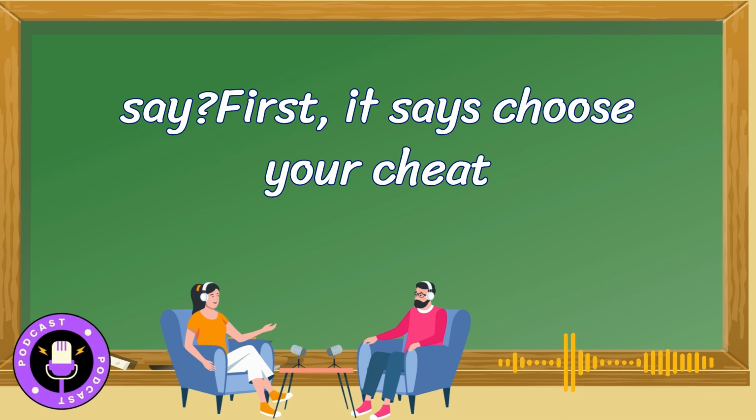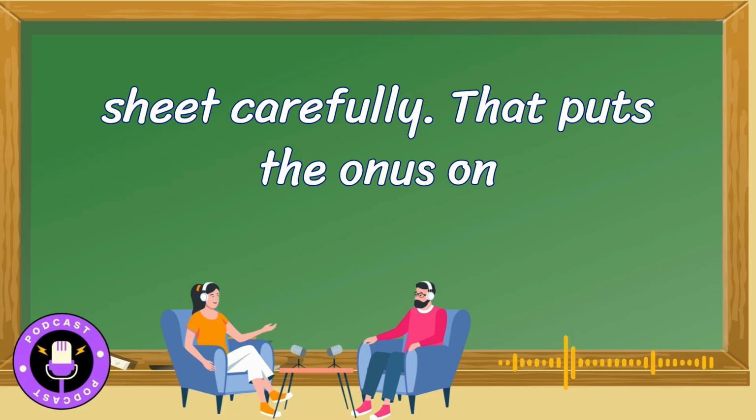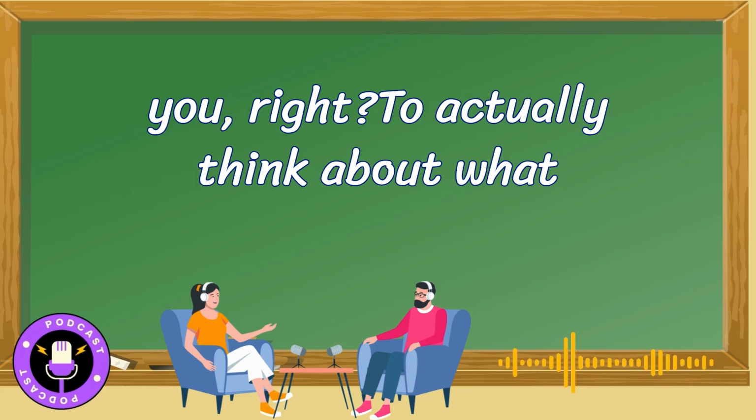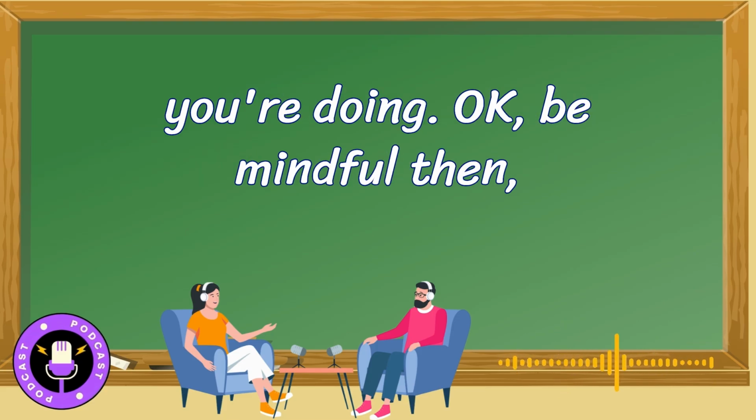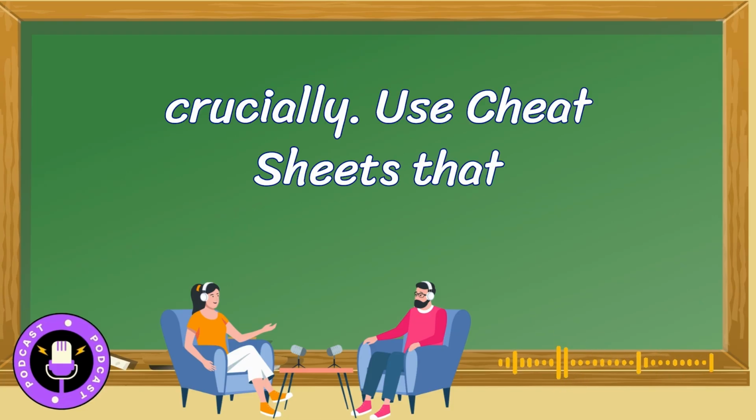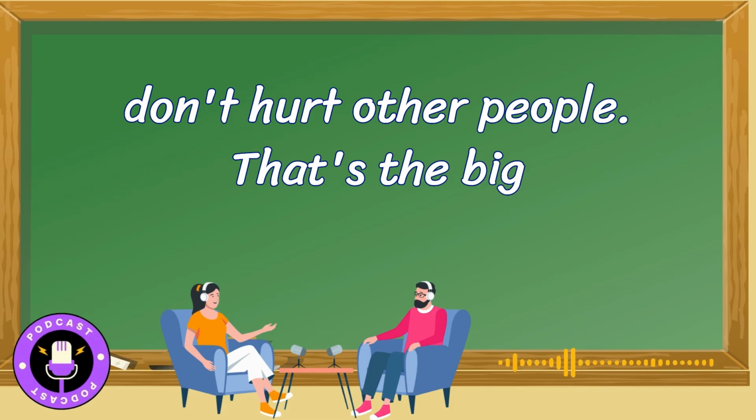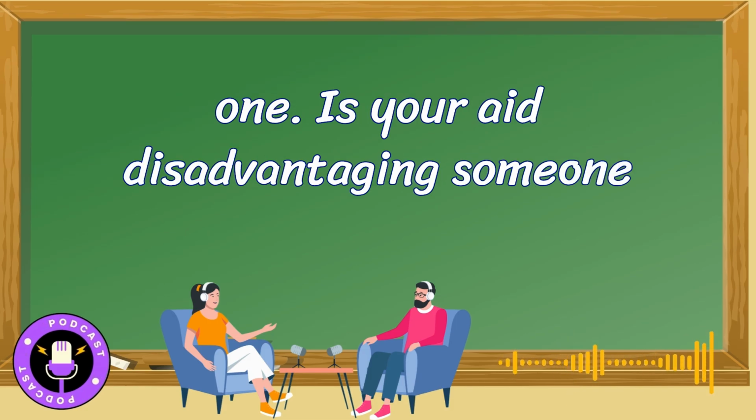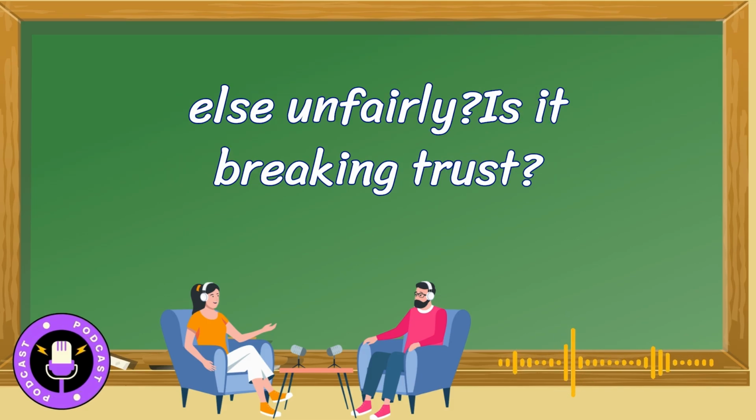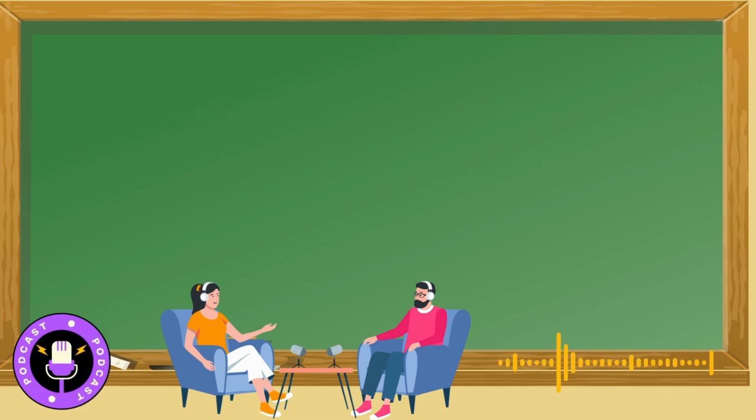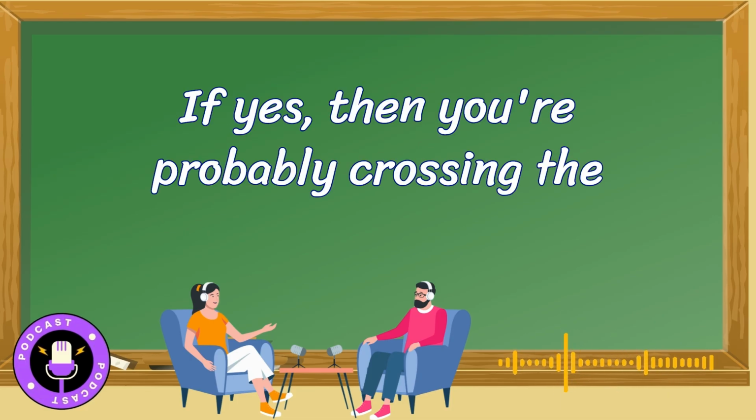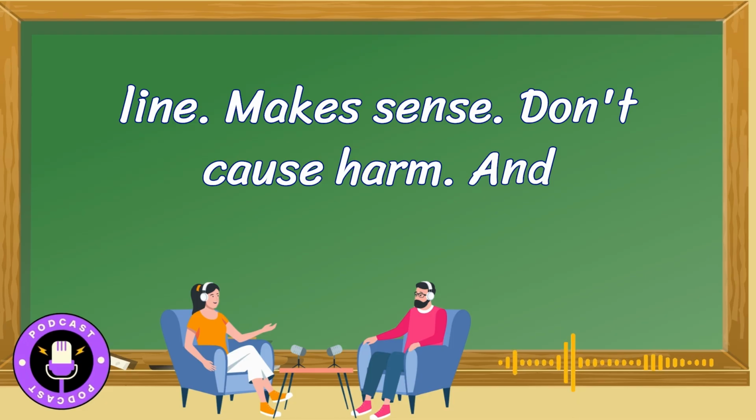The first, it says, choose your cheat sheet carefully. That puts the onus on you, right, to actually think about what you're doing. Okay, be mindful. Then, crucially, use cheat sheets that don't hurt other people. That's the big one. Is your aid disadvantaging someone else unfairly? Is it breaking trust? If yes, then you're probably crossing the line. Makes sense. Don't cause harm.